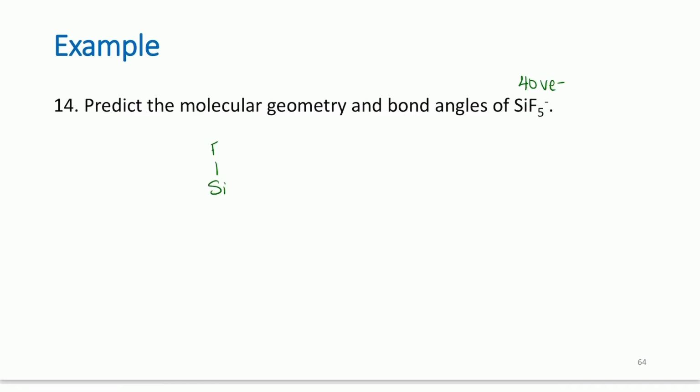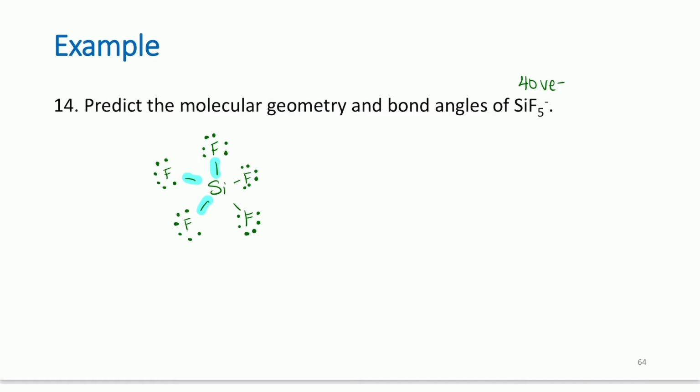Si, F, F, F, F, F. I've used up 10, 12, 14, 16, 18, 20, 22, 24, 26, 28, 30, 32, 34, 36, 38, 40. No extra lone pairs left over. All of my atoms have an octet or more. Silicon can have more than an octet. Everything's happy.